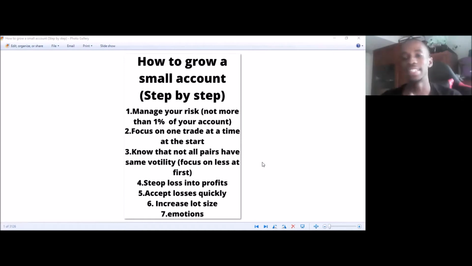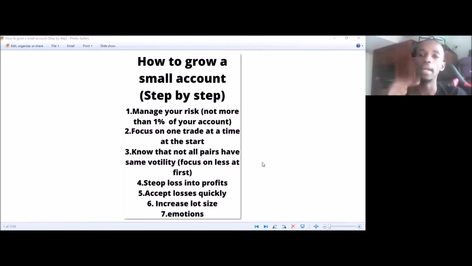The second step is to focus on one trade at a time. As I said, you want to have 1 or 2 trades at the beginning. Focus on those. The reason you focus on 1, maybe 2, is so that you can have razor-sharp focus. If you have many, your mind is going to be tricked and you won't know what to focus on.